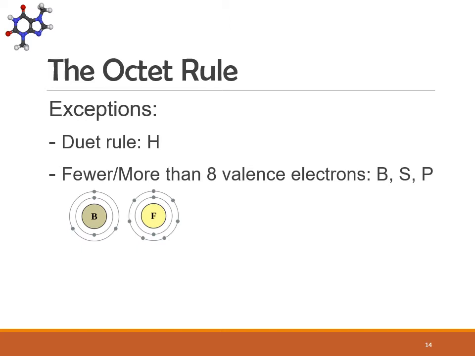Boron only has 3 valence electrons. It can form 3 bonds with other atoms. Fluorine has 7 valence electrons. It needs 1 more to complete its octet. So, the 3 atoms of fluorine can pair with each of the 3 valence electrons of boron to form a compound.